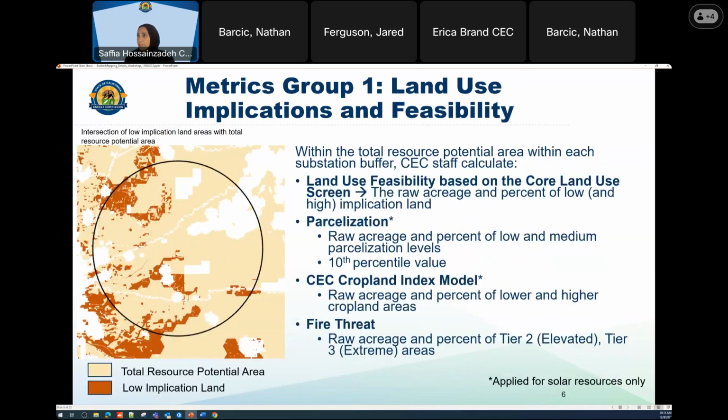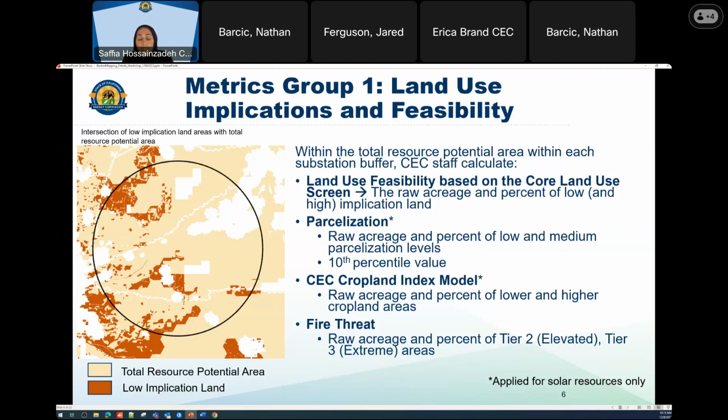Okay, so just to go in a little bit more depth into the types of metrics that we calculate in this analysis. So our first group of metrics center around the land use implications and the feasibility of the area to support utility scale renewable generation. So the quantitative factors that we'll be assessing are listed here. First, we have the overall land use feasibility based on the core screen. So this depends on partitioning the total resource potential area into the high and low implication area.